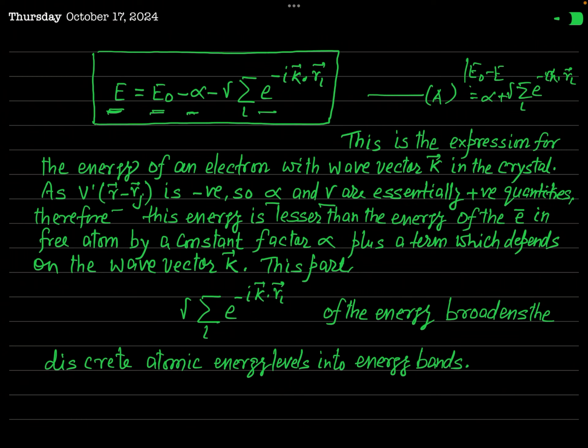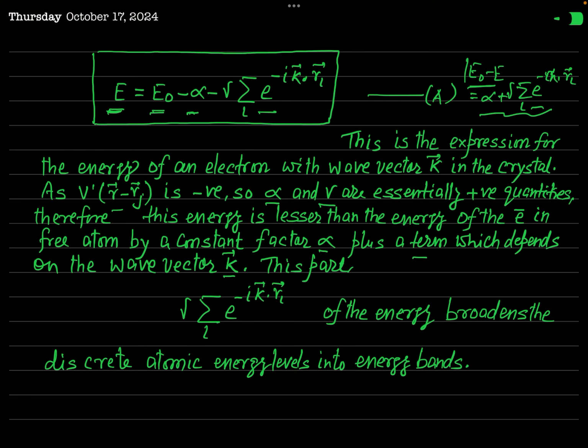So you can see E naught minus E is the amount by which the energy of an electron in an atom inside the crystal is less than that of the electron in an isolated atom. That is simply equal to the sum of these two terms. So I have mentioned it here. You can see that this energy is lesser than the energy of the electron in the free atom by a constant factor alpha plus a term which depends on the wave vector k.